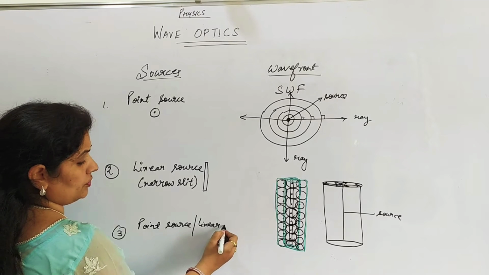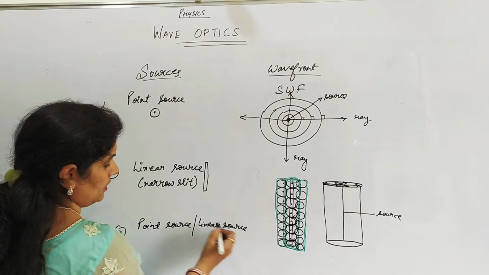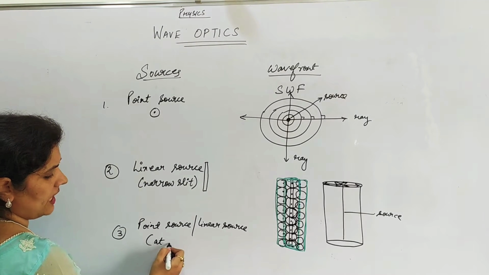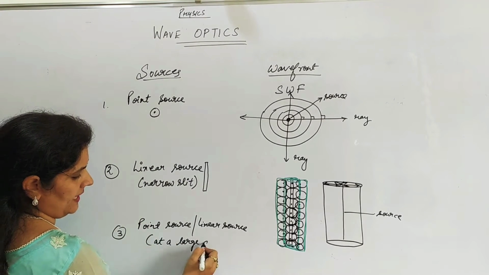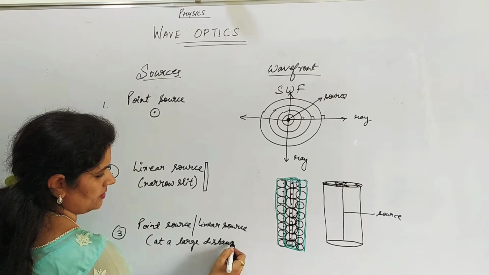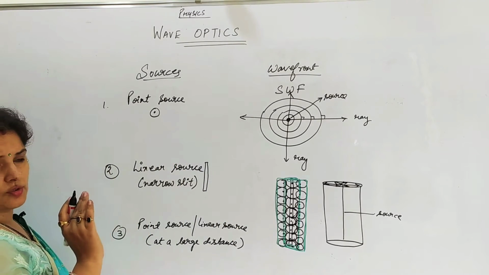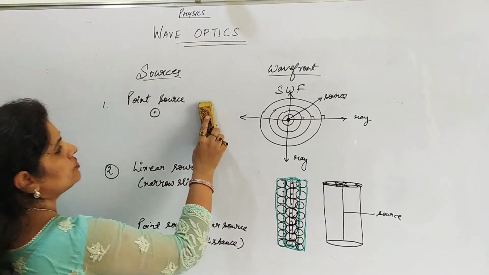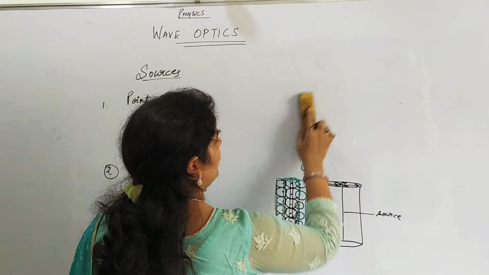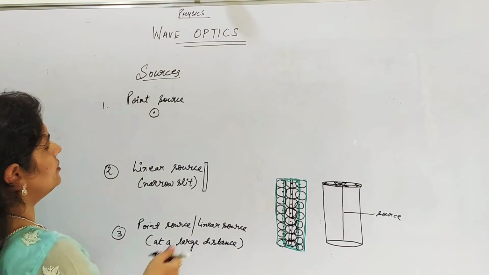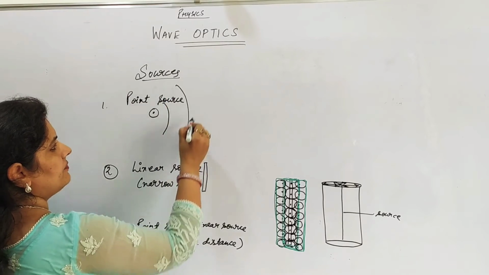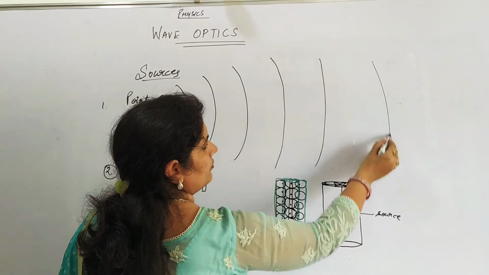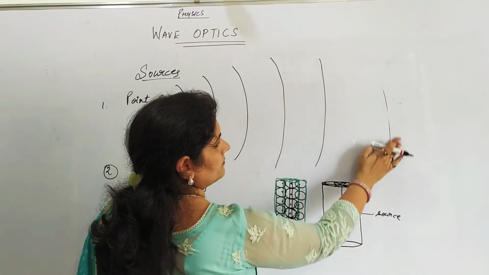Now we have already studied both of them, but what is the difference now? Point source or linear source? This is point source, this is linear, but at a large distance. Now the same point source or the same linear source, suppose we are taking it from a distance. So let us say a point source. We are assuming that it is far off. So this is a point source, this is the shape of the wavefronts. I am not drawing the full wavefront. So this is how the wavefront will move at a large distance.